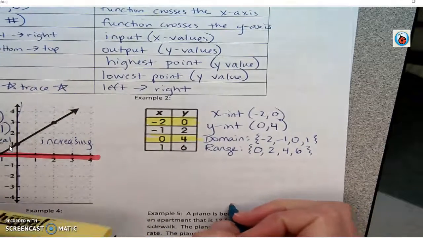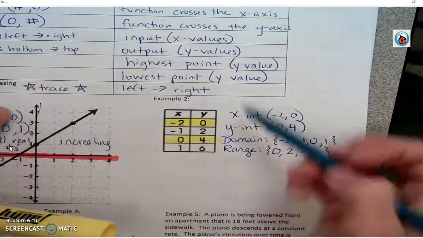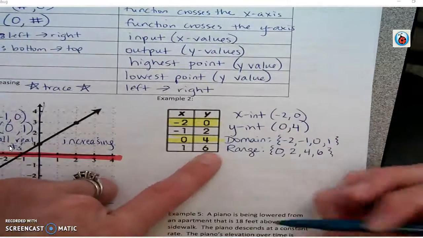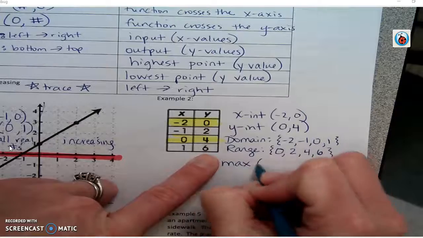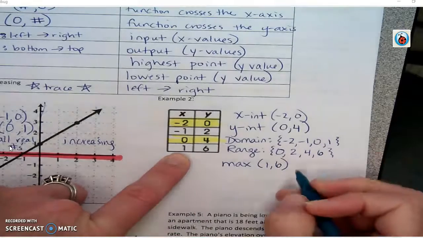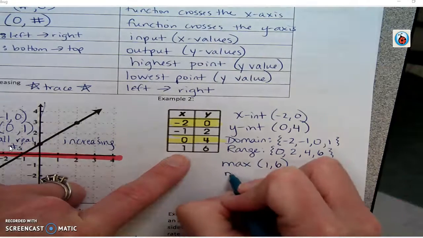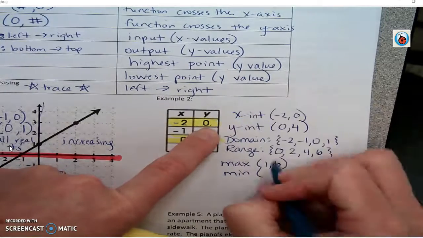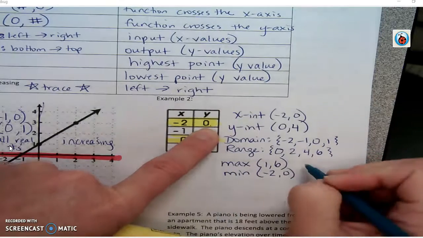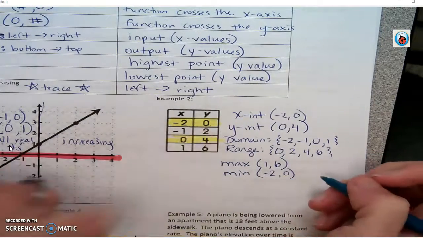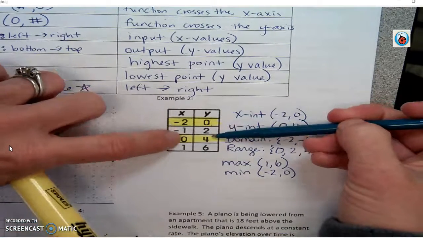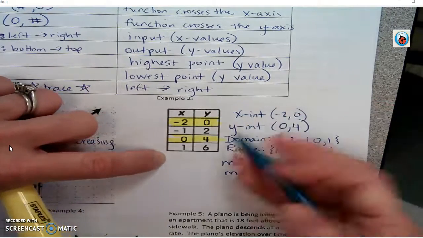The maximum would be the highest point. And if you have to choose between x and y, you'd look at the y. So the highest point would be 6. So the maximum is (1, 6). The minimum is your lowest point. Again, you look at the y's for the lowest point, so that would be (-2, 0). And is this one increasing or decreasing? Look at the y values. It is increasing.